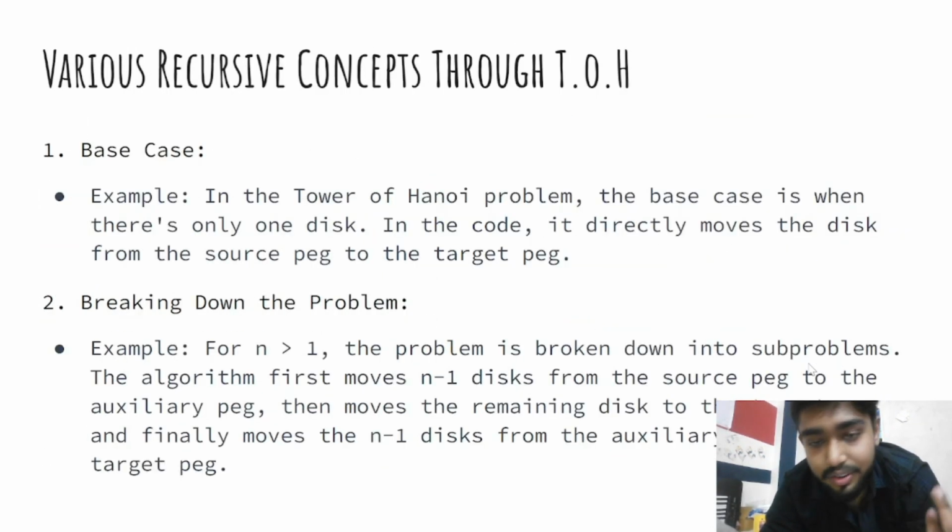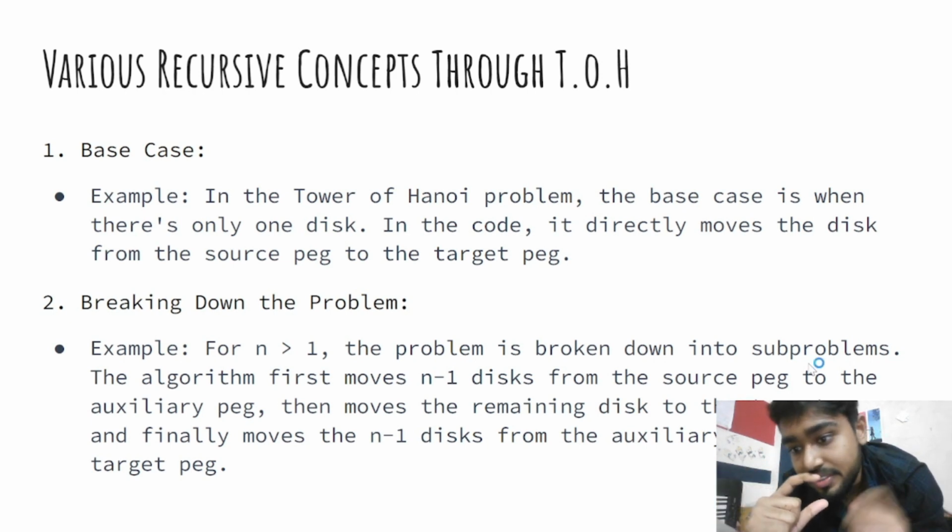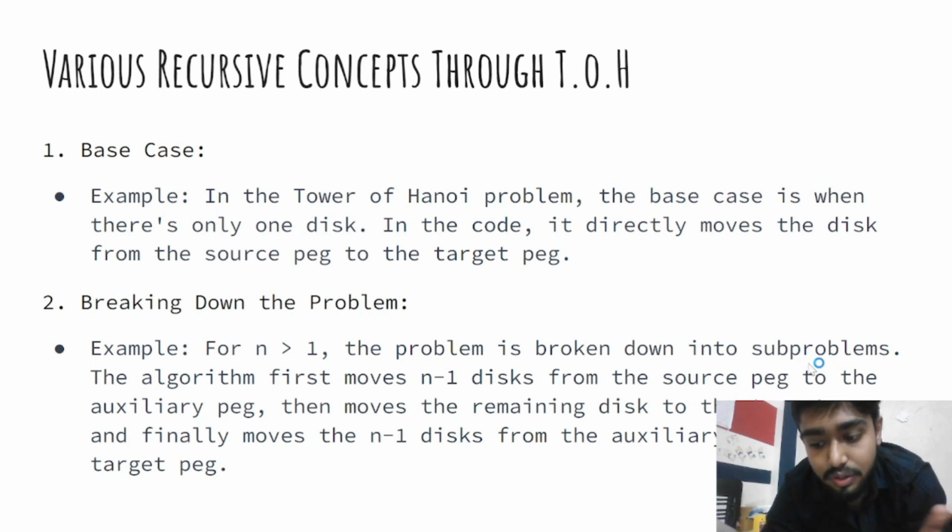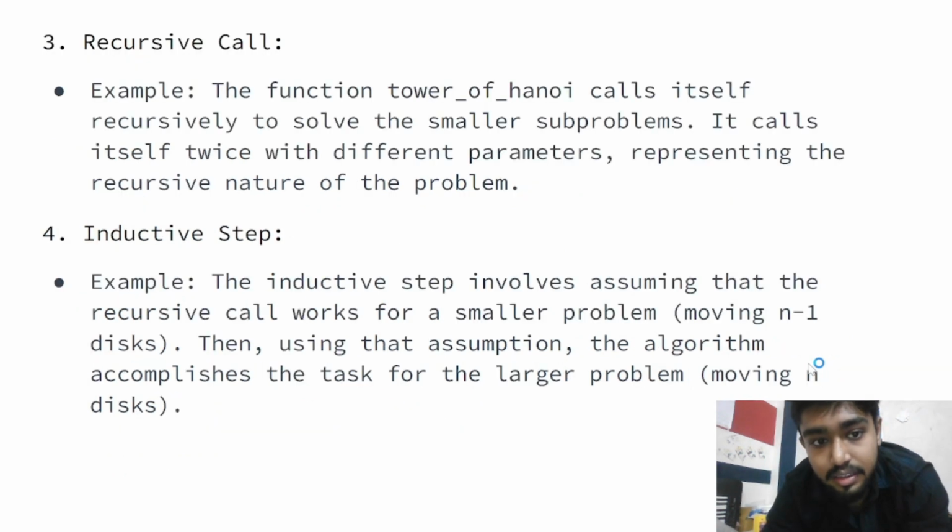Then breaking down the problem, the basic of recursion. Recursion is breaking down a bigger problem into smaller, simpler problems, right? For n greater than 1, the problem is broken down into subproblems, because when n is equal to 1, that's the base case. So for n greater than 1, we break down the problem. The algorithm first moves n minus 1 disks from source to auxiliary, then the remaining disk to target, then finally moves n minus 1 disks from auxiliary to target. That's all. That's how we break down the problem. It's just the same Tower of Hanoi problem called again and again with smaller inputs.